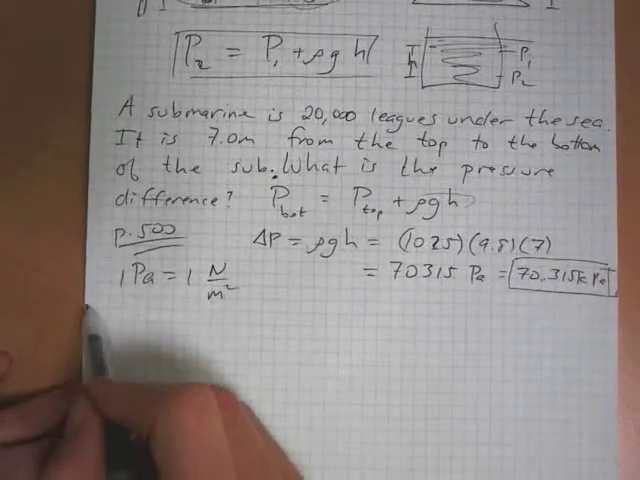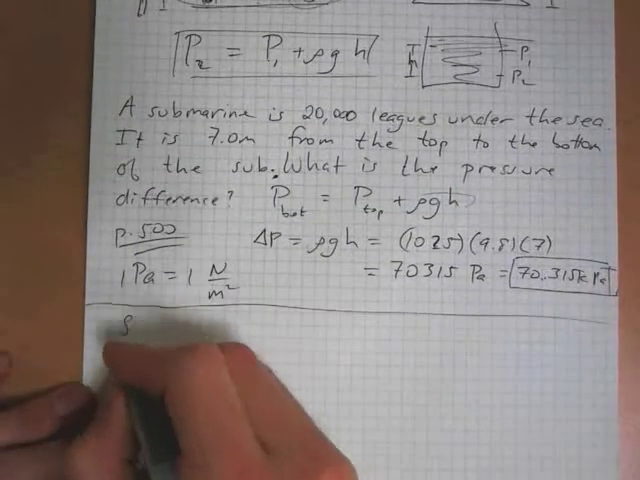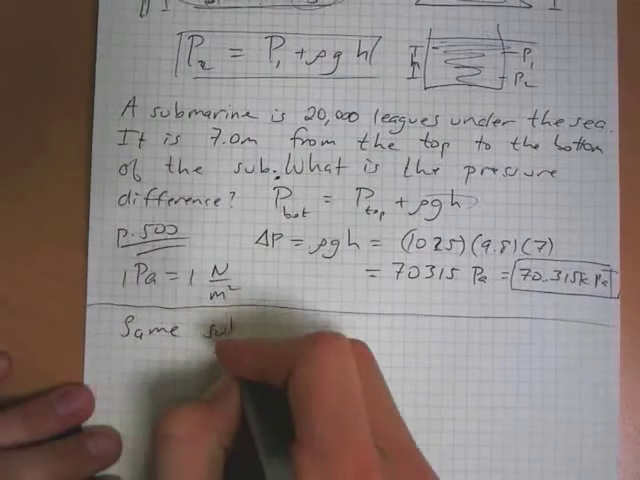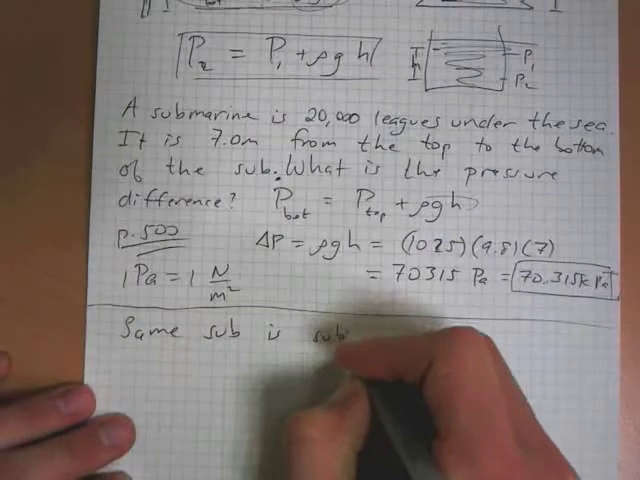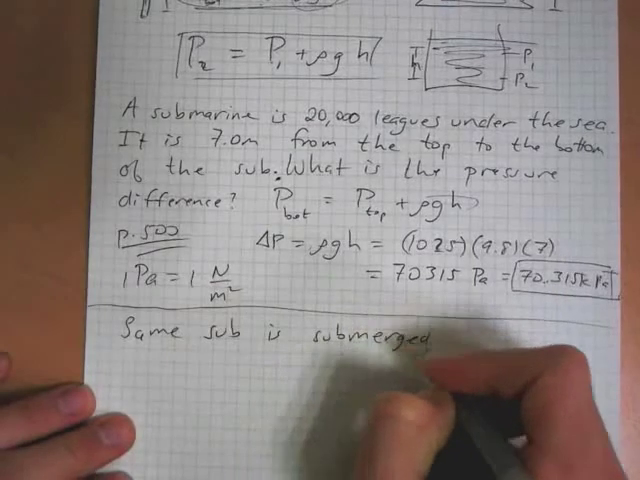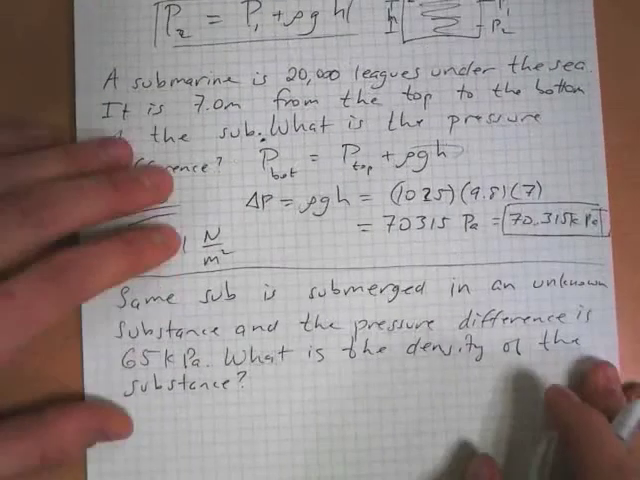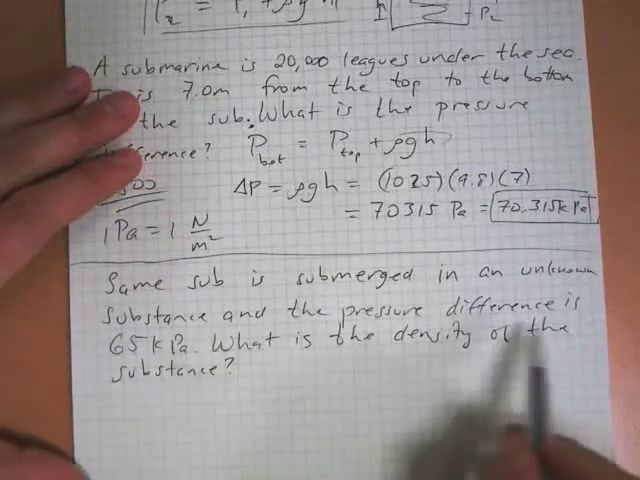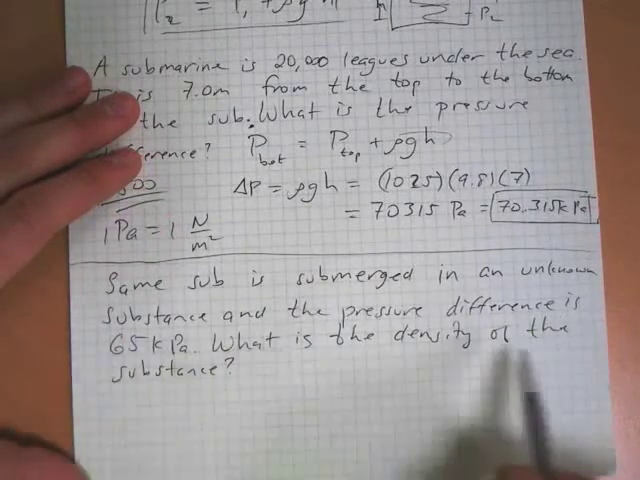Now, if the same sub is submerged in an unknown substance, and the pressure difference between the top and the bottom is now 65 kilopascals. What is the density of that substance?